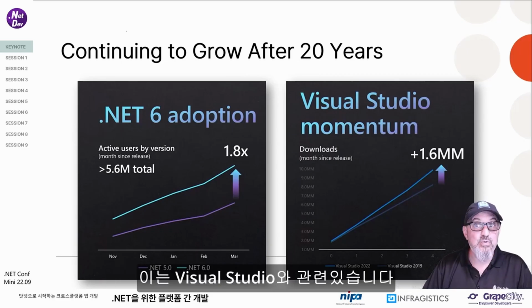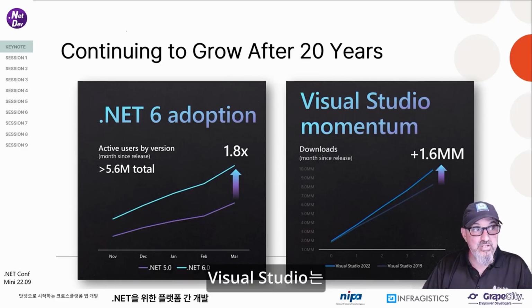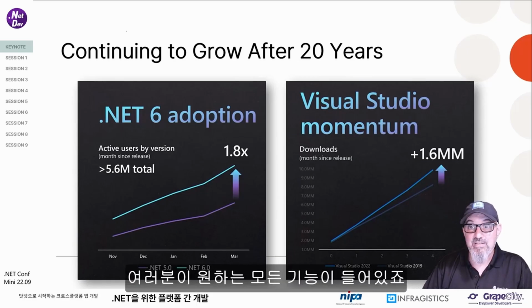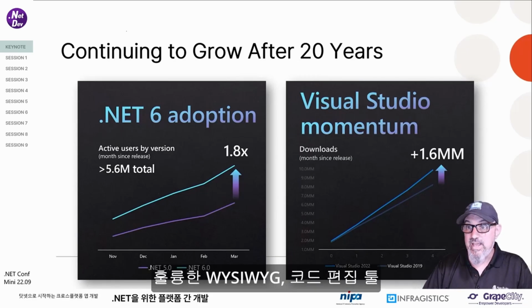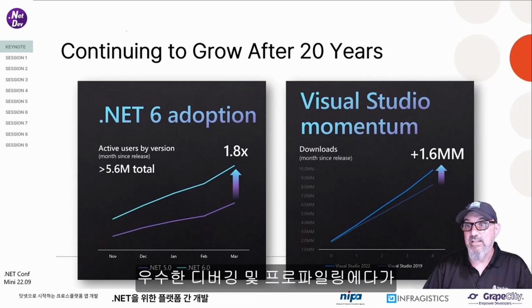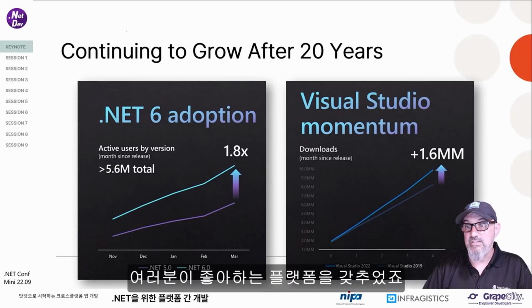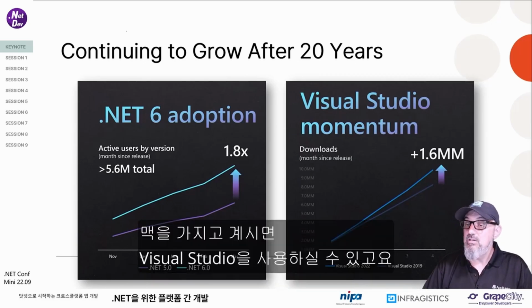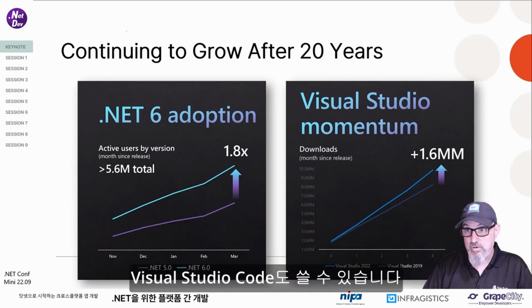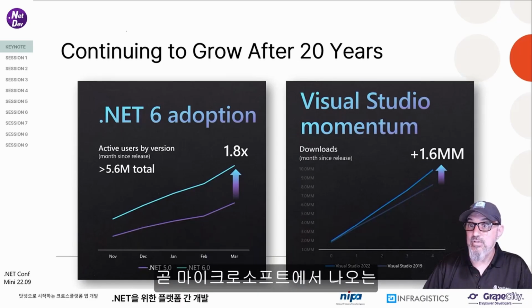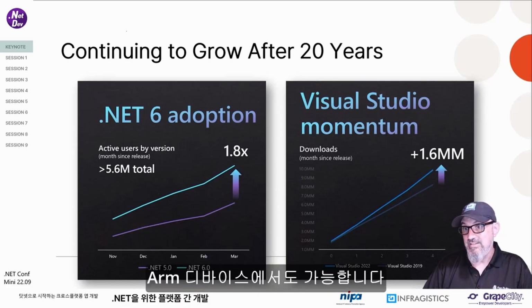And a lot of this has to do with Visual Studio. Visual Studio continues to be the favorite development platform. It has everything you need, from a great WYSIWYG, great code editing tools, excellent debugging and profiling, and now cross-platform support on the languages and platforms that you care about. So if you have a Mac, you can use Visual Studio, you can use Visual Studio Code, and you can do the same on a PC, and soon you can do the same on ARM devices that are coming from Microsoft.